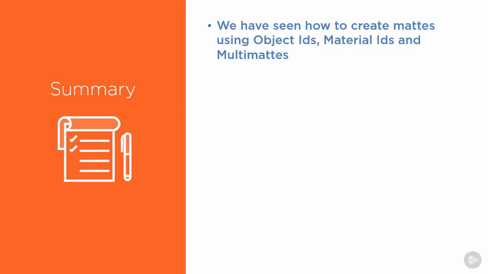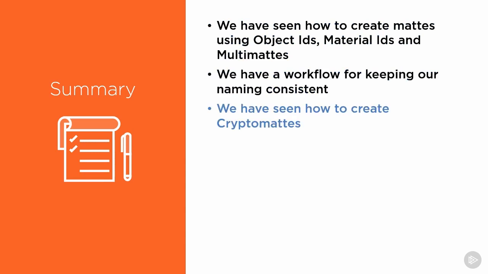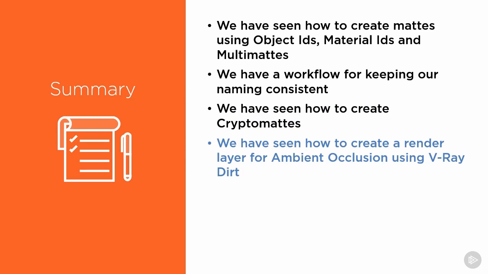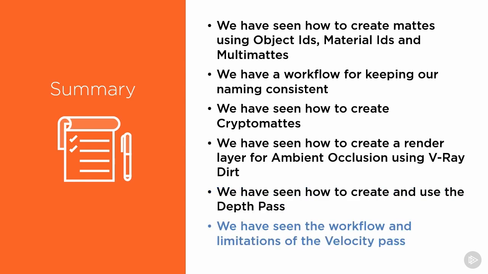So in this module, we've seen how to create mats using object IDs, material IDs, and multimats. We have a workflow for keeping our naming consistent. We've seen how to create cryptomats. We've seen how to create a render layer for ambient occlusion using V-Ray Dirt. And we've seen how to create and use the depth pass. And we've seen the workflow and limitations of the velocity pass. So that concludes our module.